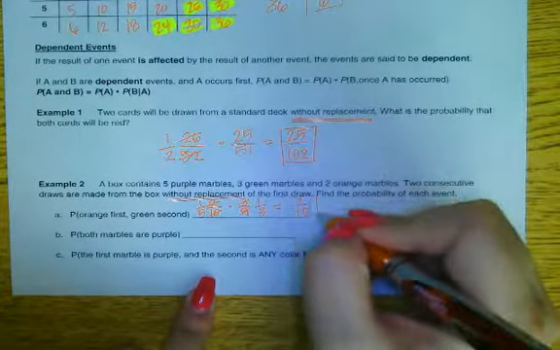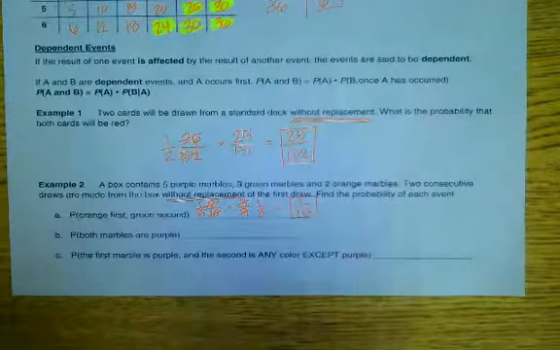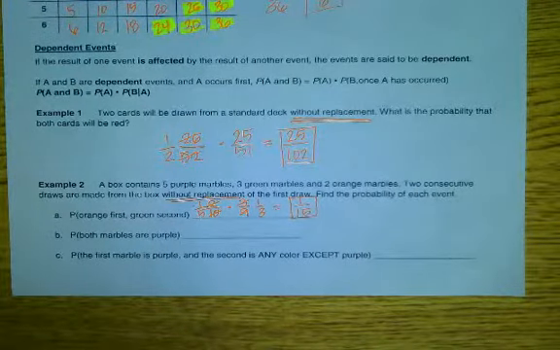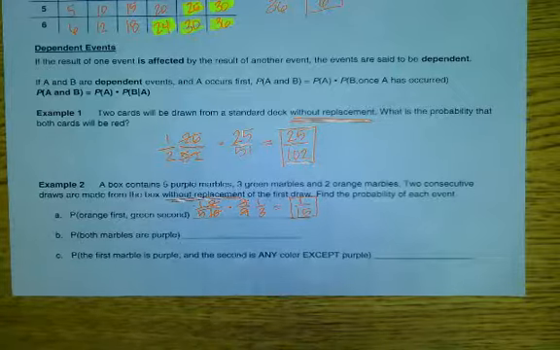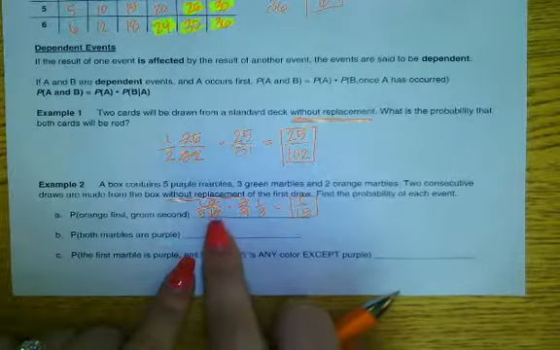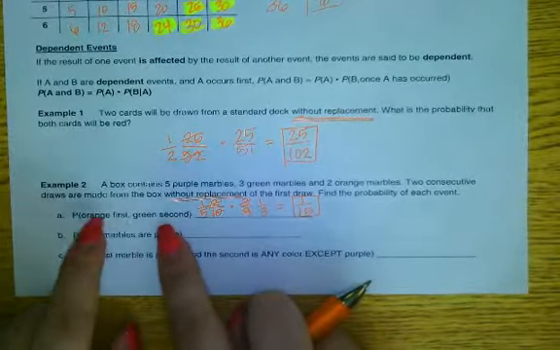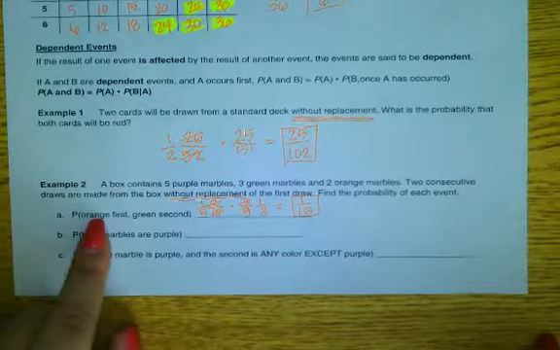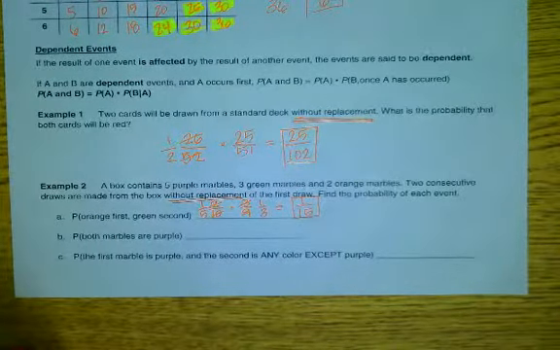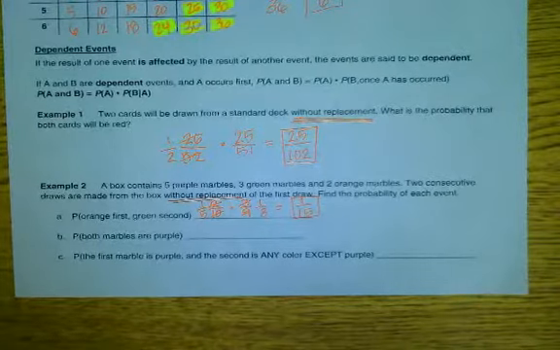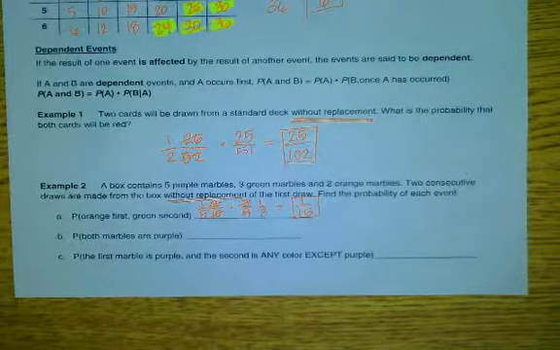Are we hanging in there? Any questions so far? Okay, so when it says without replacement, you add to the top and take away from the bottom? You take away from both. So in this case, we didn't have to take away here because it wasn't orange then orange. It was orange and then green. Had it been orange then orange, we would have had to take away from the numerator and the denominator.